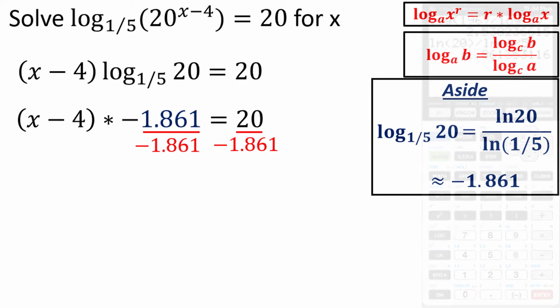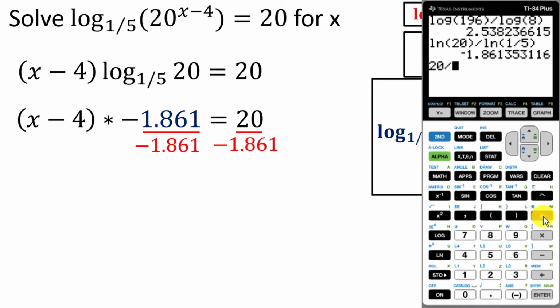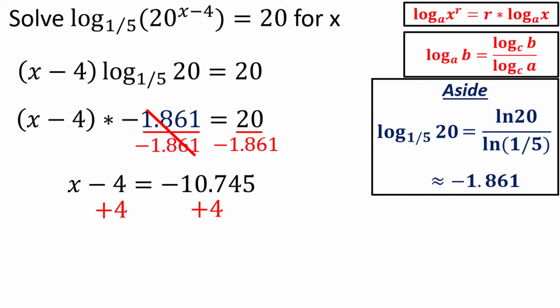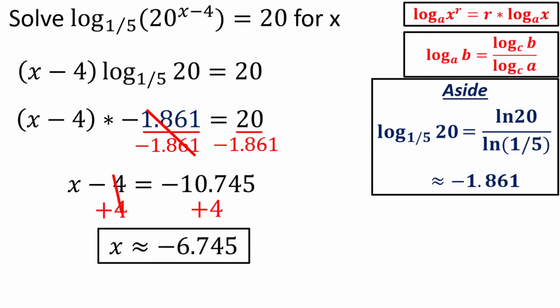On my calculator, I type 20 divided by, and then I can press second, answer, to bring up the negative 1.861 with all the decimals. Or you might just have to press the recall key on your calculator. I get x minus 4 is equal to negative 10.745. Now I can add 4 to both sides to give me x is equal to approximately negative 6.745, which is the final answer, and is approximated as we did round our log within the process.